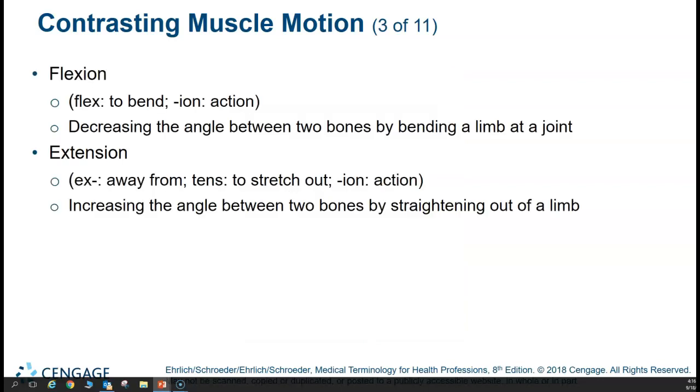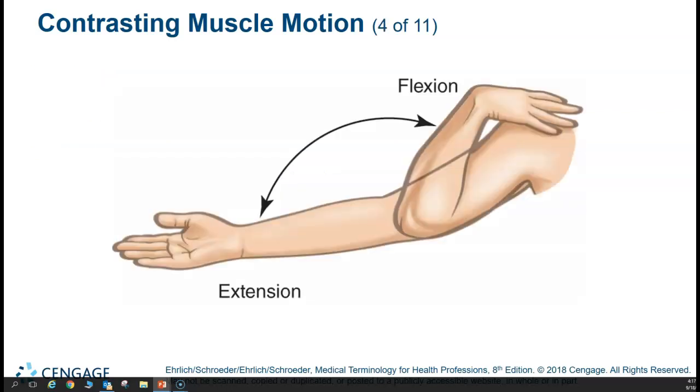We also have flexion and extension. Flexion is going to be decreasing the angle between two bones. Extension is increasing the angle between two bones. So if we extend our arm, we're increasing the angle between those two bones. If we flex and make a muscle, we're actually decreasing the angle between those bones. And again, a nice visual representation.